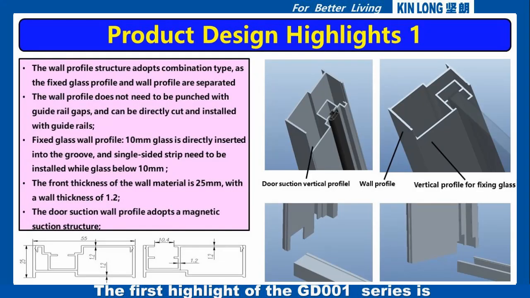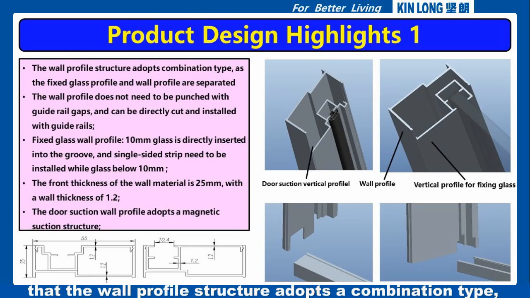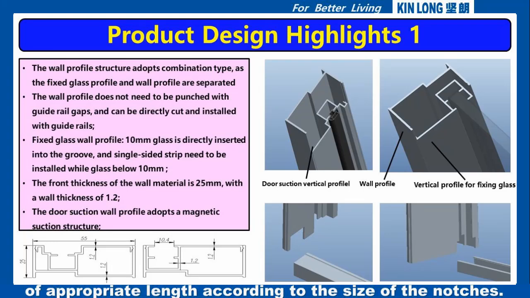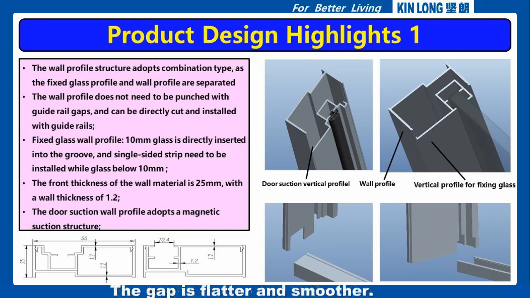The first highlight of the GD001 series is that the wall profile structure adopts a combination type. The profiles fixed on the glass and wall are separated. Generally, the wall profile is an integral structure, and in order to install the upper guide rail, a notch needs to be milled in the wall profile. Our separated wall profile does not need to be milled with notches, and can be installed with fixed glass profiles of appropriate length according to the size of the notches, so the gap is flatter and smoother.